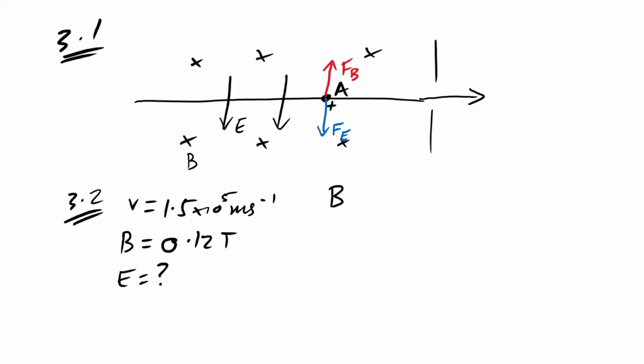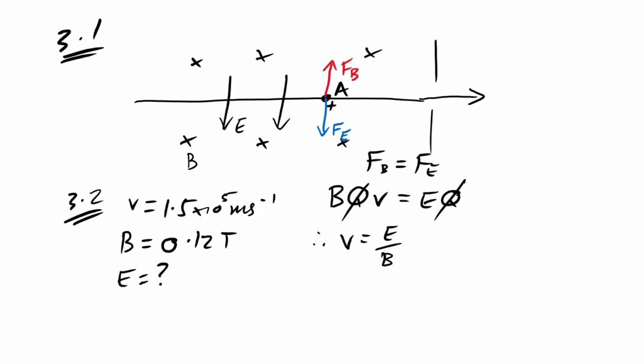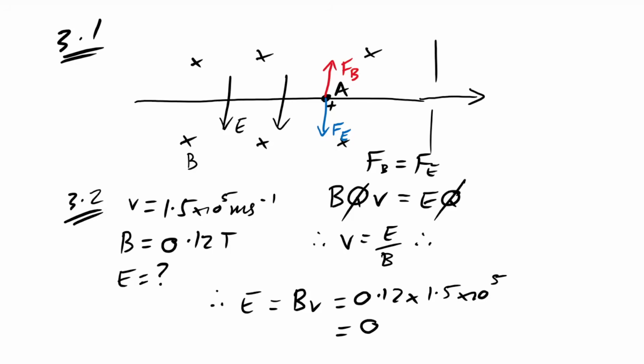Therefore we can say that BQV, which is the force due to the magnetic field, is going to be equal to the force due to the electric field, which is EQ. Of course, you probably know, Q's cancel, so we end up with V is equal to the ratio of field strength divided by flux density. Therefore, electric field strength is going to be equal to BV, which is 0.12 times 1.5 times 10 to the 5. Don't even need a calculator for that. I can see there's going to be 0.18 times 10 to the 5, or in other words, 1.8 times 10 to the 4. I was going to go for newtons per coulomb, but there you've gone 4 volts per meter.